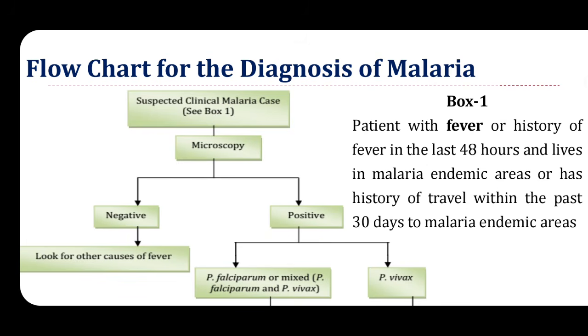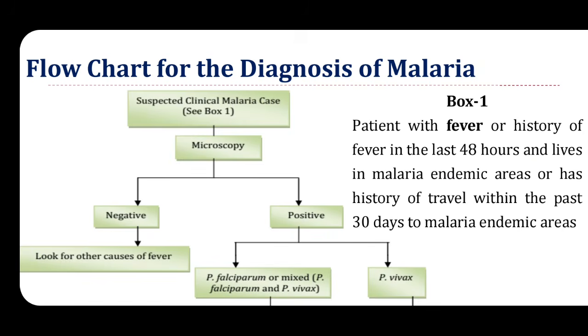Flowcharts for the diagnosis of malaria. When we suspect a clinical malaria case, see box 1. So when we suspect clinical malaria in a patient with fever or history of fever in the last 48 hours and who lives in a malaria endemic area or has a history of travel within the past 30 days to a malaria endemic area, we can suspect malaria clinically, and we identify by microscopy.